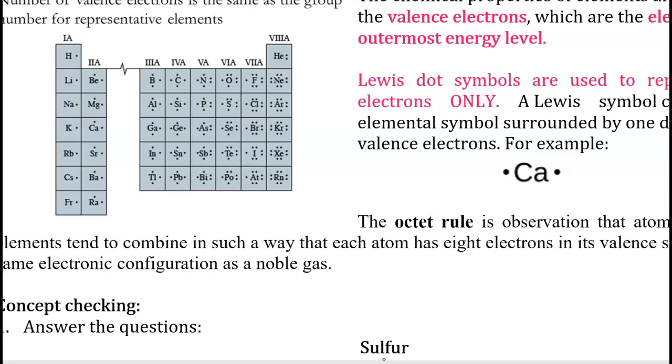For example, all elements from group 1A have 1 valence electron, and elements from group 2A have 2 valence electrons, and so on. Group 5, 5 valence electrons; group 6, 6 valence electrons; group 7, 7 valence electrons.